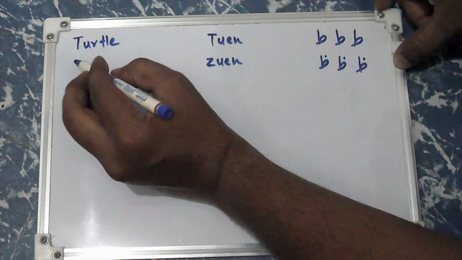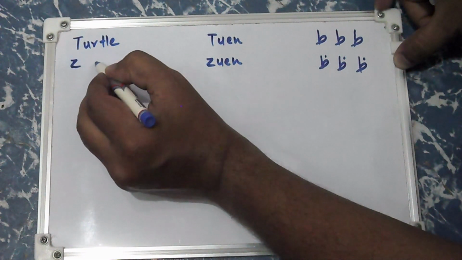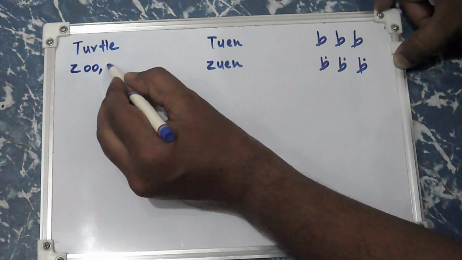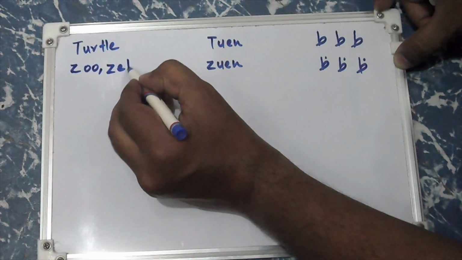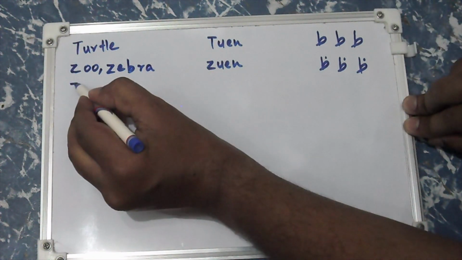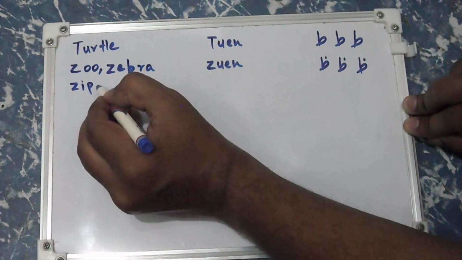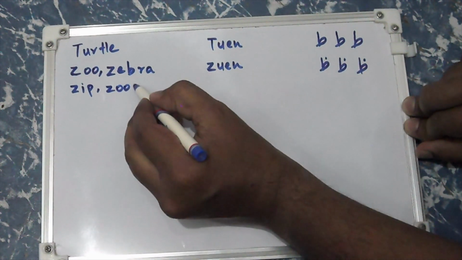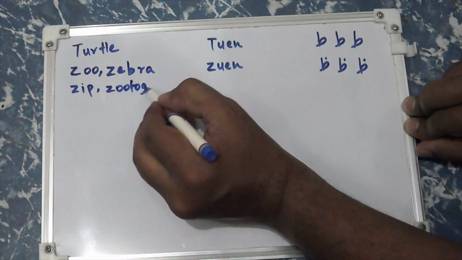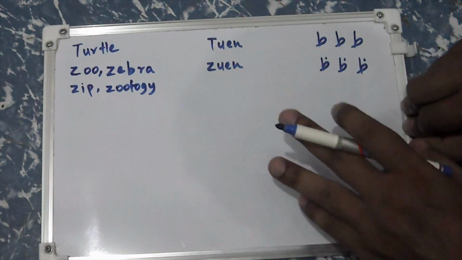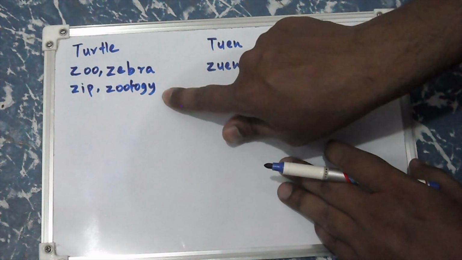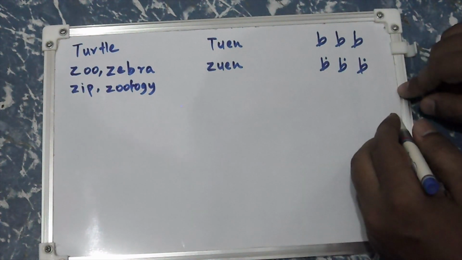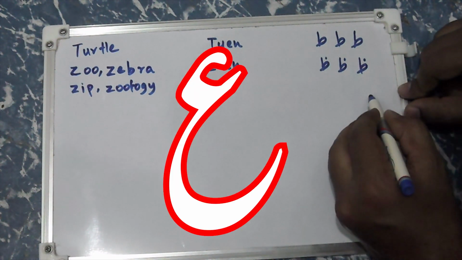Okay, and in the English language, the words which contain the sound of Zoe are zoo, zebra, zip, zoology. All those words which contain Z in English have the sound of Zoe in them. So after Zoe, the next alphabet is Ain.